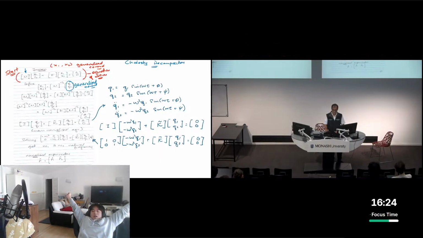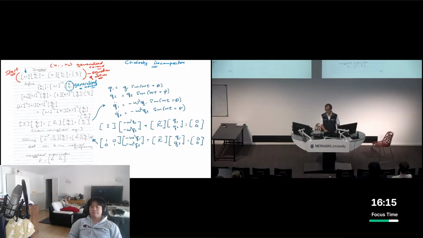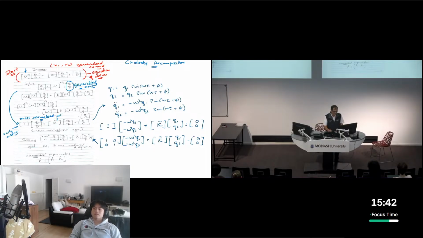He used this method to normalize the mass matrix. But in order to do that, he needed to define a new set of generalized coordinates. Now, by doing this, you mass normalize the equation of motion, such that this matrix is now a unity or identity matrix. And this here is our so-called mass normalized stiffness matrix.